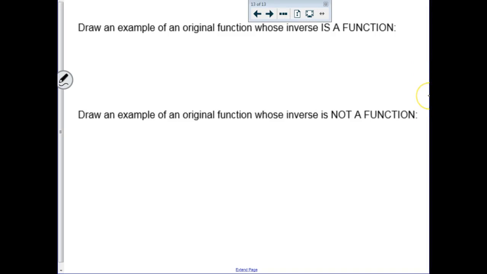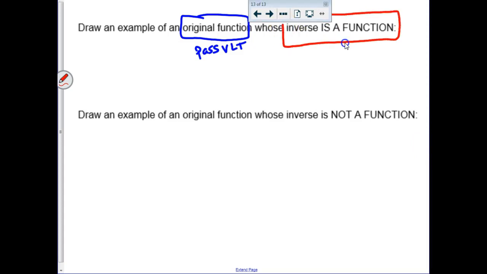And then we're going to put those thoughts together here. We're going to draw an example of an original function. So it has to pass the vertical line test for the original to be a function, whose inverse is also a function. So if the inverse is also a function, this thing we draw also has to pass the horizontal line test. So there's a lot of things you could draw. You could just draw a line. That would work. Make sure it's not vertical or horizontal though. You could draw a weird little squiggly thing that goes like this. There's several things you can draw.